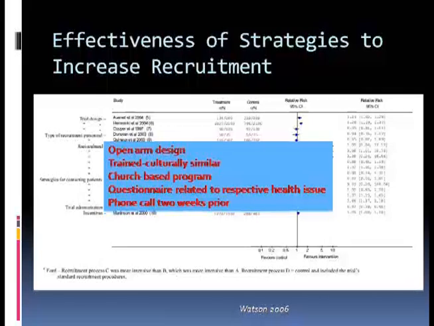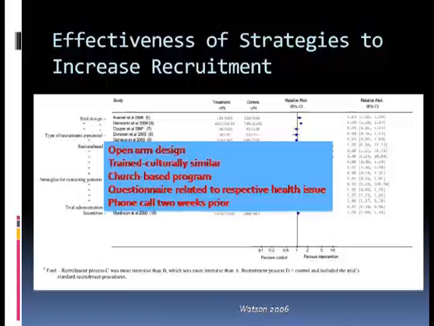Well, makes sense. Also, it's a trial with prostate cancer prevention in black men. They tried various strategies. What actually worked was to get a church-based program in which you endorse the trial and so forth. And this is the only thing that really worked.